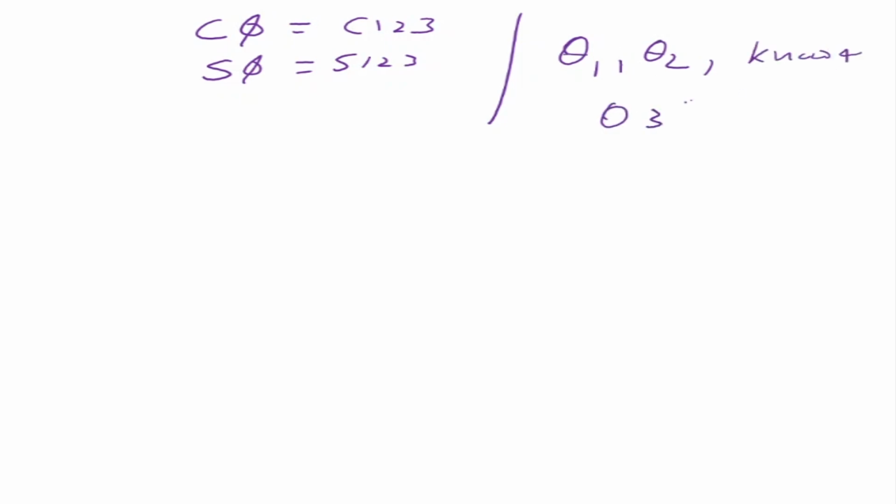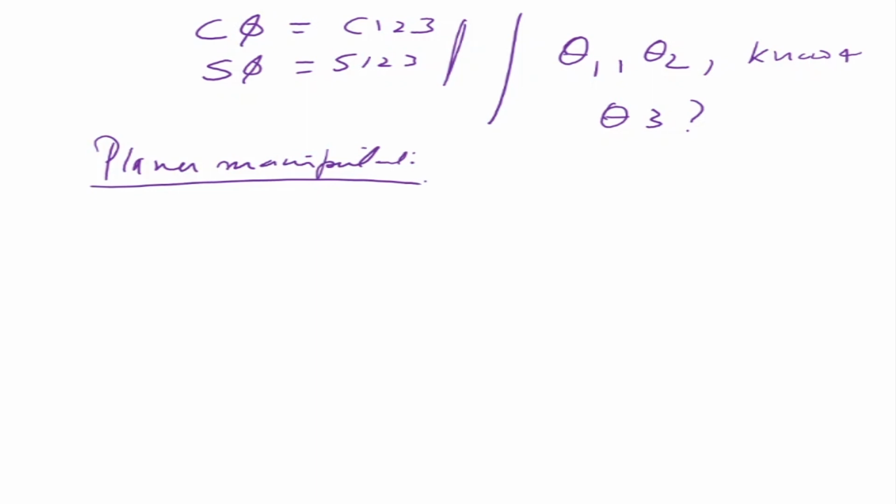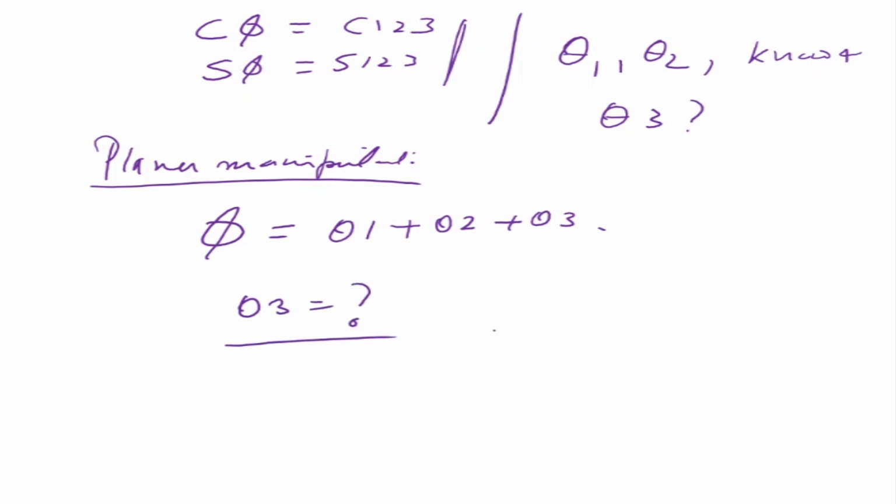Okay, find theta 3 now. We can use these two equations, in the planar manipulator, phi is equal to theta 1 plus theta 2 plus theta 3. So from here we can straight away get the value of theta 3. Taking cos inverse, I can simply get the value of theta 3 here.